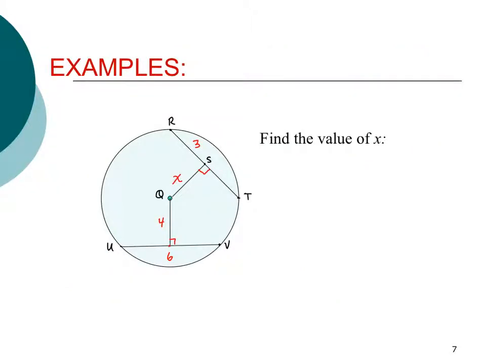An application of that would be, I have two perpendiculars here, and if this is 3, this is 3, so that means I have two congruent chords, which means I know that they are both equidistant from the center.